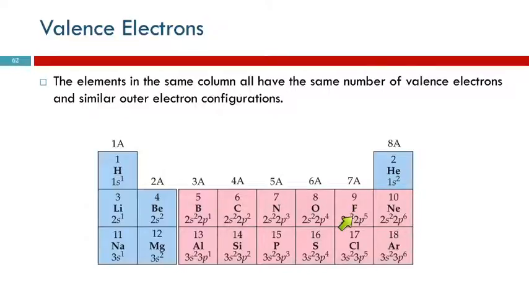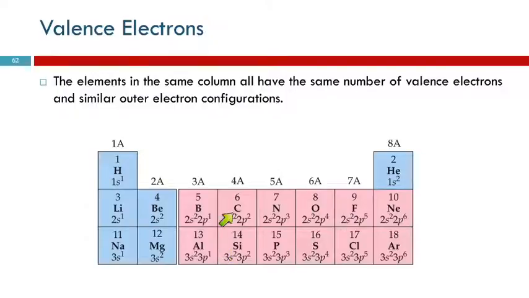Let's look at group 7A. These are all going to end with s2p5. This one ends in s2p5; it's just that this is the second level and this is the third level. All of these and the ones below have 7 valence electrons. Carbon: how many valence electrons does carbon have? 4, 2s2 2p2. Here we're showing the electron configuration of the valence electrons.